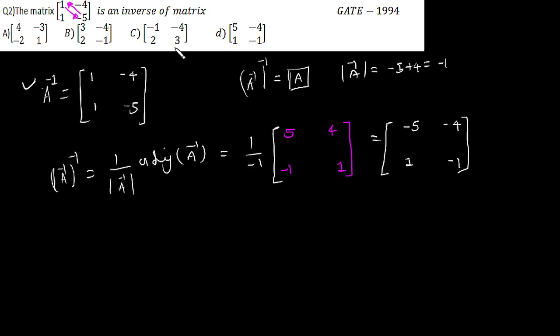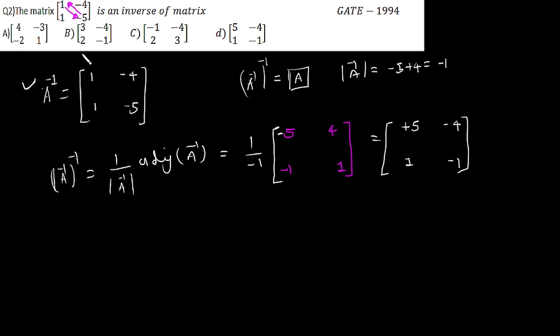So let's see the options. Sorry, here it is minus 5. I have to write a minus sign here because here it is given as minus 5. So here this will be plus 5 because we have to multiply it with minus. Then look at the options.